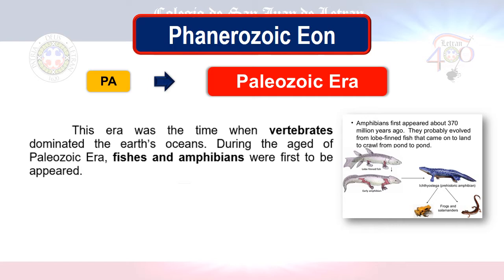First, let's talk about Paleozoic era. The oldest is the Paleozoic era, which means ancient life or old life. Fossils from the Paleozoic era include animals that are entirely extinct or are rare in the modern world. Paleozoic era is the oldest of the three eras and dates from 540 million to 248 million years ago. This era was the time when vertebrates dominated the Earth's ocean. During the age of Paleozoic era, fishes and amphibians were first to be appeared.